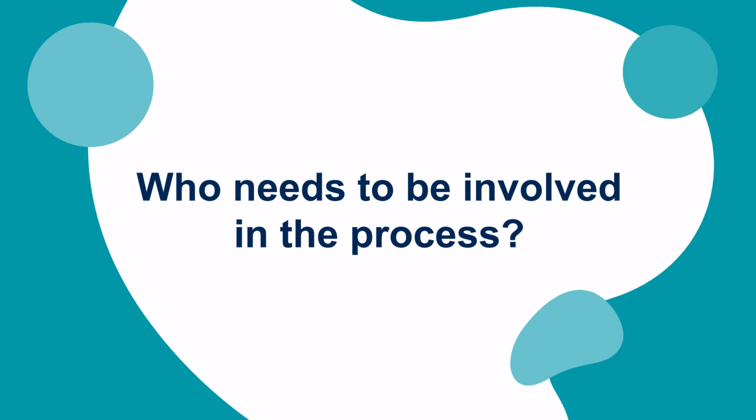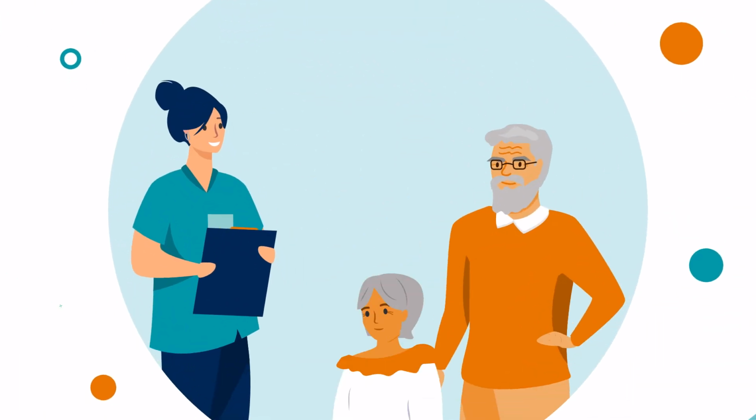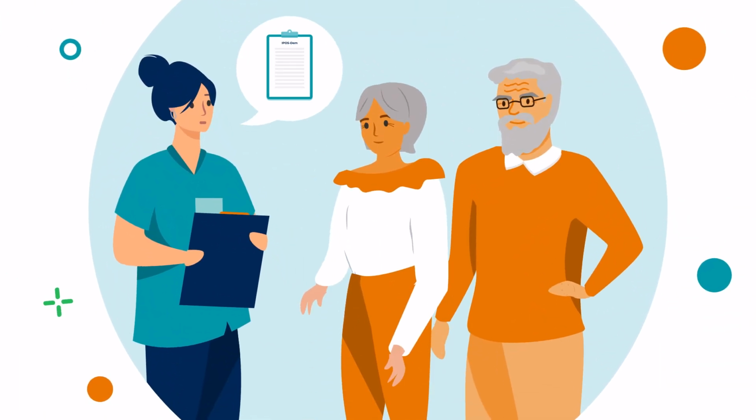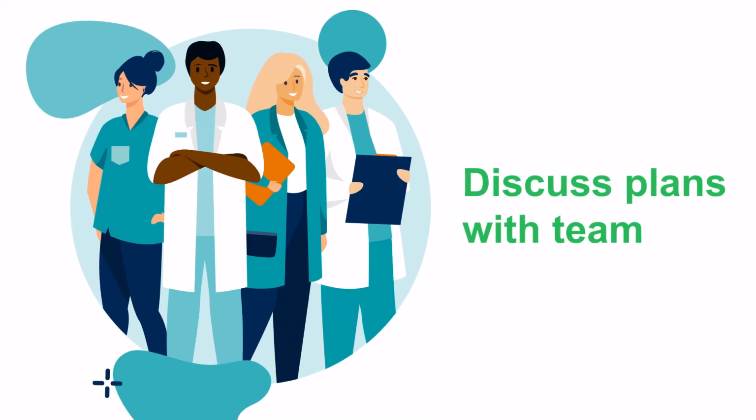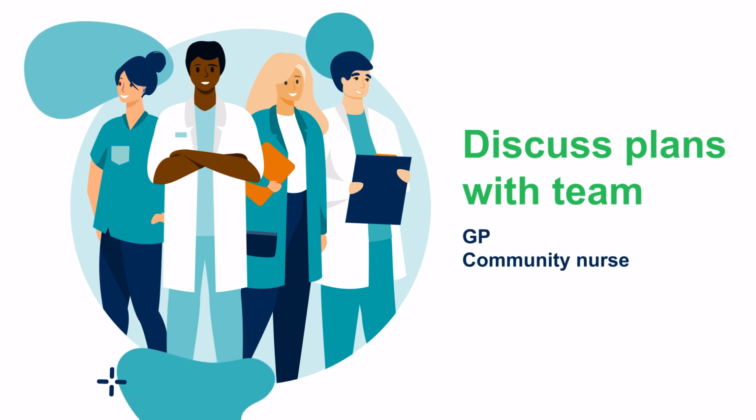It is important that you include the person and their family carer. Even if the person lacks capacity or insight, it is important to include them as much as possible and clearly communicate all decisions to them and their family or advocate. It is also important that plans are discussed with the wider team depending on the decision to be made. This may be the GP, a community nurse, or staff in a care home setting.